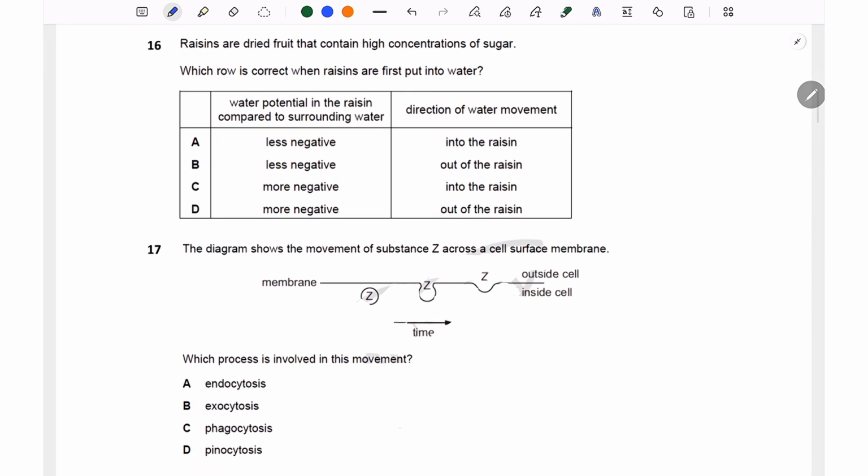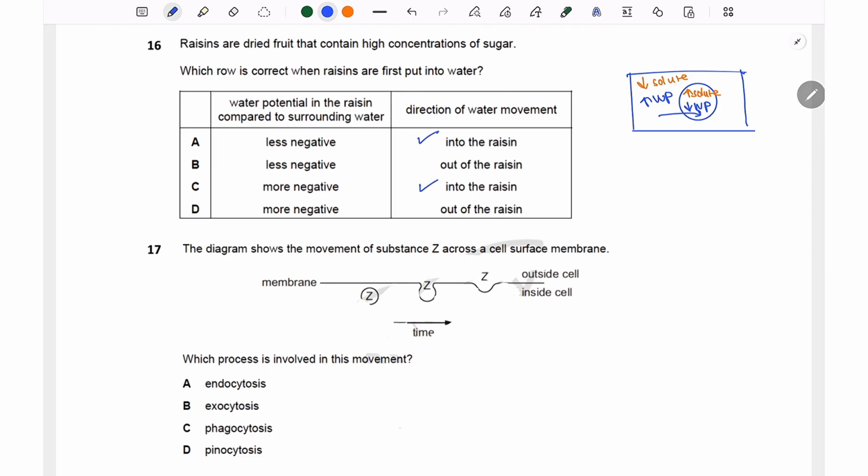16. Raisins are dried fruits that contain a high concentration of sugar. Which row is correct when the raisins are first put in the water? What's going to happen to the water potential in the raisins compared to the surrounding water, and the direction of movement? So let's draw a diagram for this. We have a raisin instead of a cell. You have low water potential in the raisin because you have high solute present. There is a high concentration of sugar, and outside there is a low concentration of sugar but high water potential. The water movement is from out to in. So the water movement is going to be into the raisin.